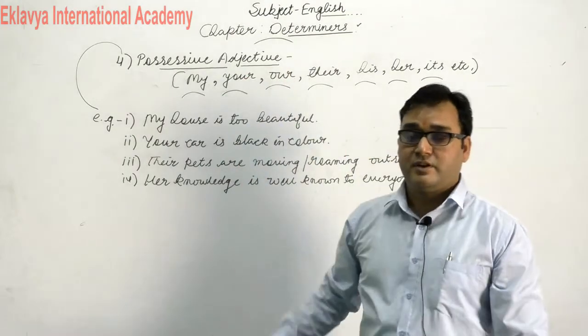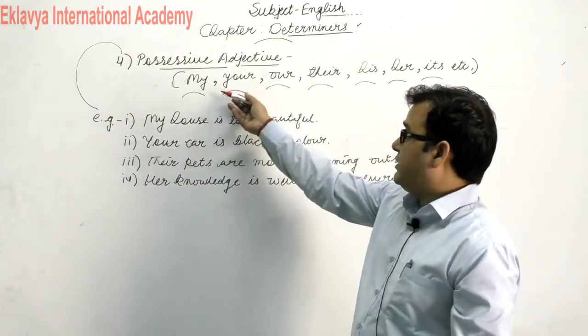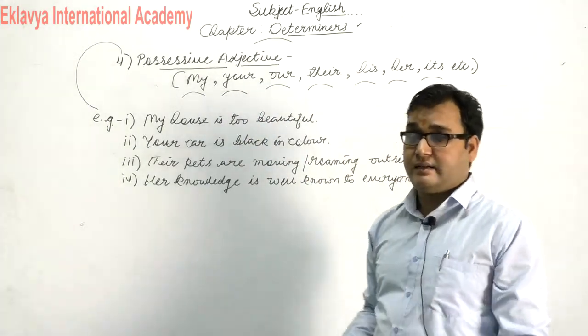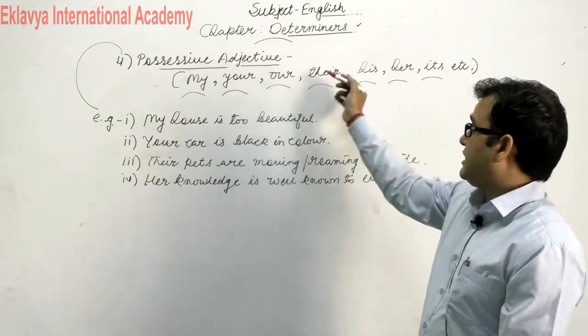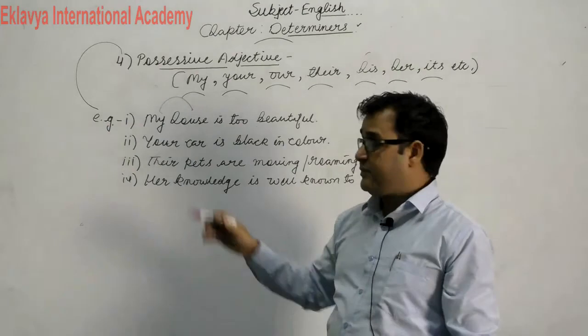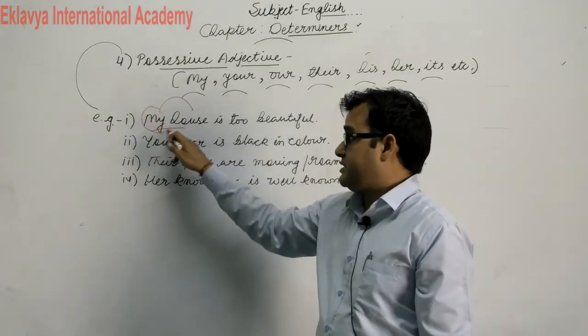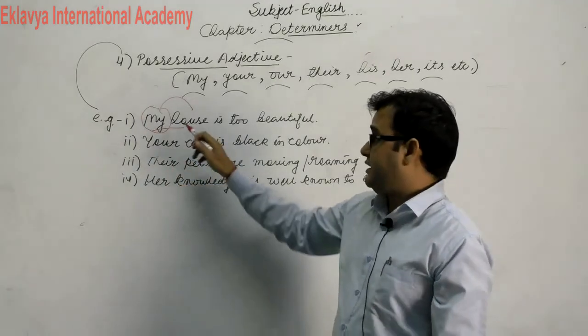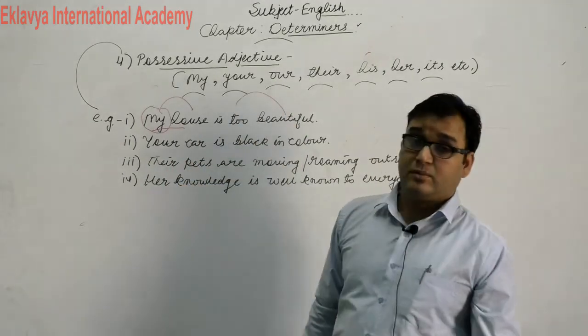Possessive adjective, the last point of your quantifier, students, like my, your, possession, मेरा है, तुम्हारा है, उनका है, उसका है, like that. Okay, my, your, our, their, his, her, its, and etc. My house, किसका घर है? मेरा घर है. Possession show कर रहे हैं यहाँ पर with the help of adjective, like my house, possessive adjective. My house is so beautiful, मेरा घर जो है बहुत सुंदर है.